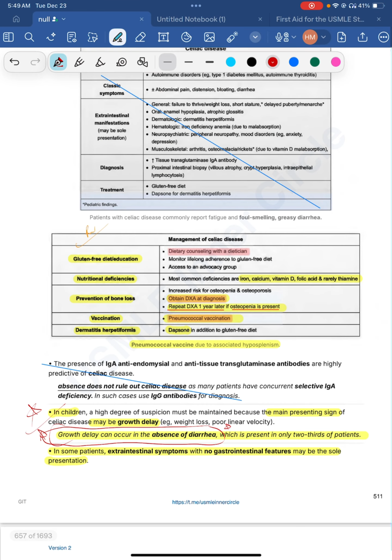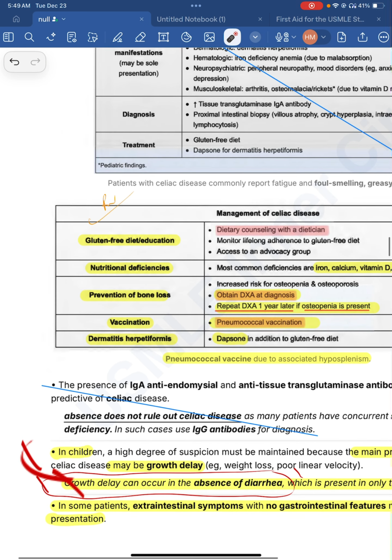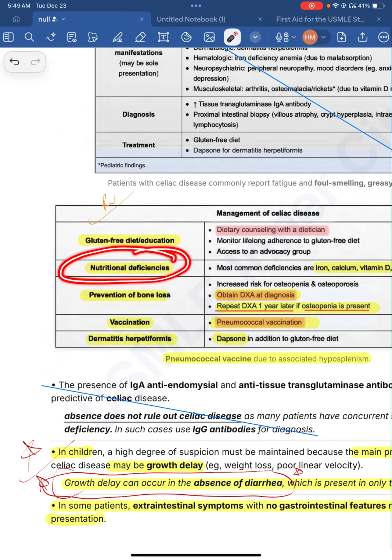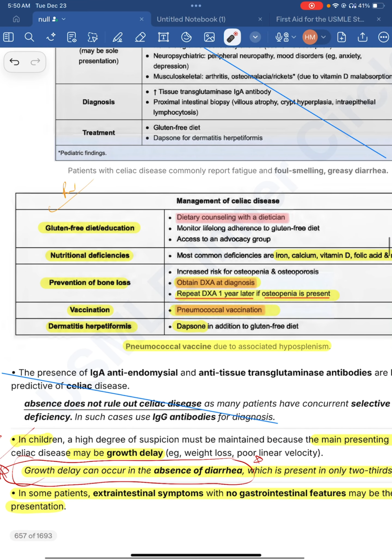Coming to the management. Management is really simple here. The only thing you need to manage is the gluten-free diet. Gluten-free diet is the main management of this disease. Other than that, you might have nutritional deficiencies. You need to tend to those deficiencies. Most common deficiencies are iron, calcium, vitamin D, folic acid, and rarely thiamine. So you need to supplement the patient with these medications.